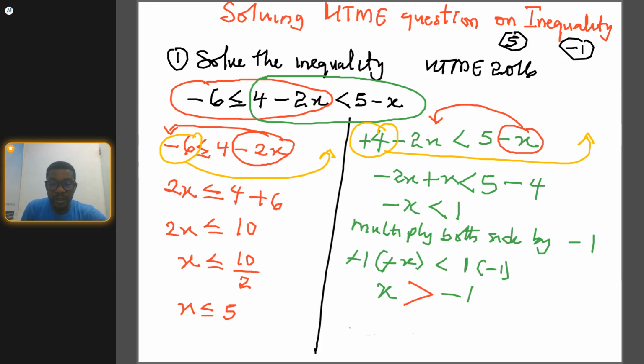Which of the two numbers is lesser? Is it 5 or minus 1? Waiting for your response. Minus 1 is lesser. Thank you, Enoch. Minus 1 is lesser, which implies that we are going to deal with the lesser number first, which is minus 1. So minus 1 will be written first because it's lesser.